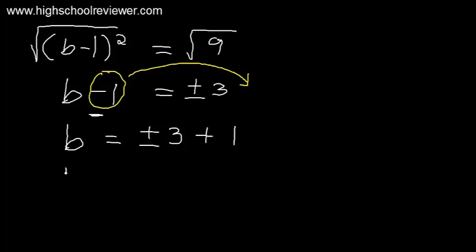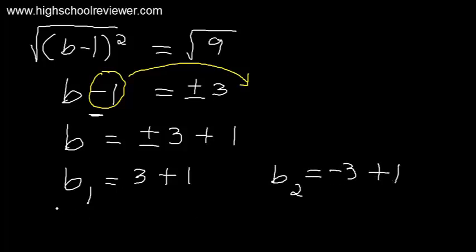So our b sub 1 now will be the positive 3, so this is positive 3 plus 1. Our b sub 2 will be the minus 3, so this is minus 3 plus 1. So b sub 1 here is 3 plus 1, that is 4. And b sub 2 will be negative 3 plus 1, negative 2. These are now our final answers.